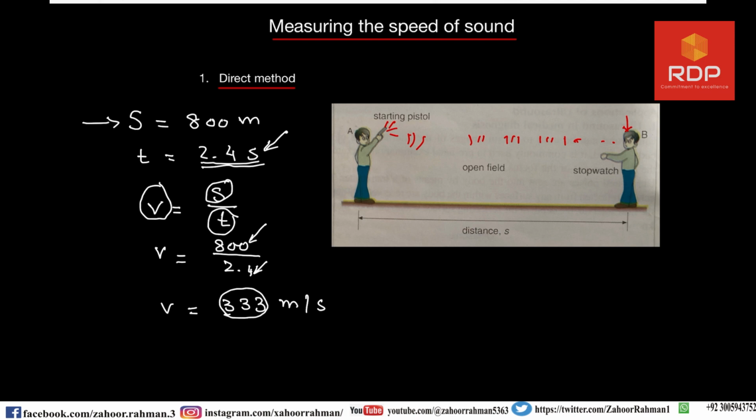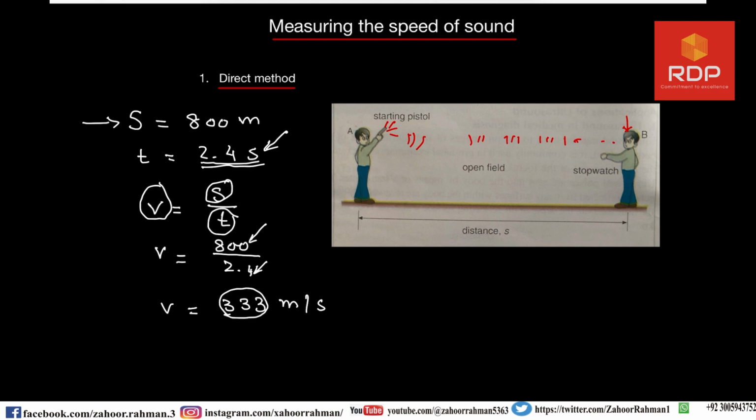So 327, 28, 29, 30, 31, and 32 up till 33 are quite acceptable values. But if it is 400 or 500, then you have to think about your experiment and you have to take the values again. So this method was the direct method, but keep in mind the result of the speed of sound in air can be improved in two ways.